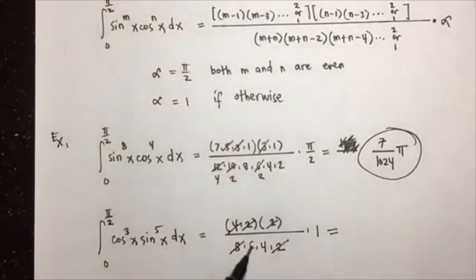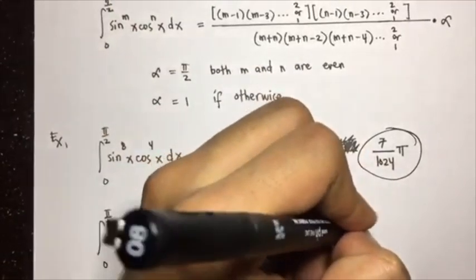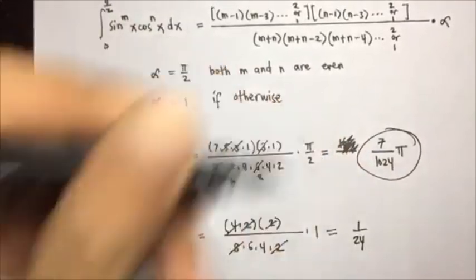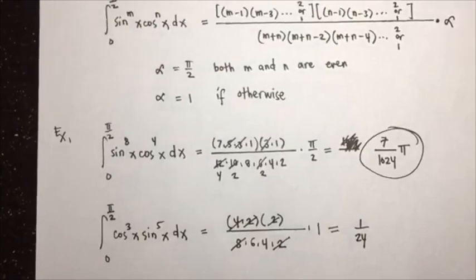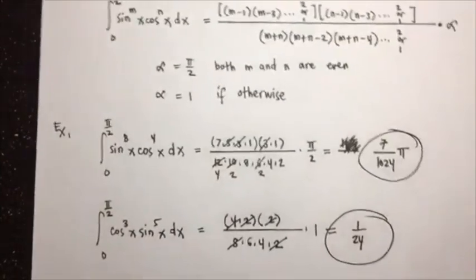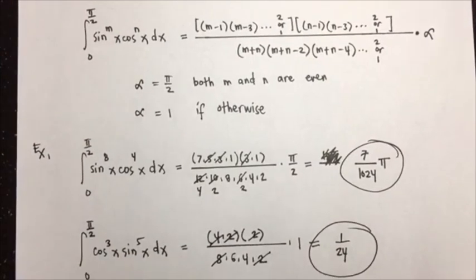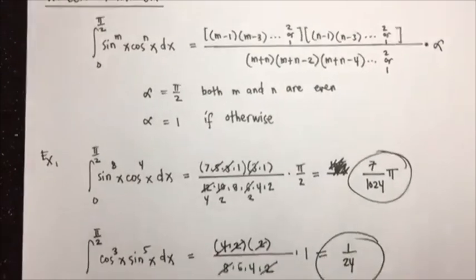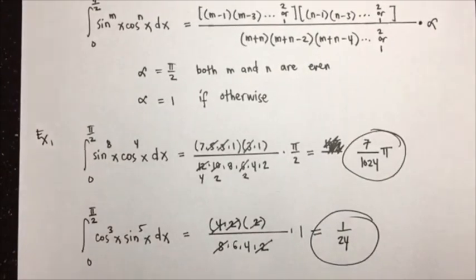So we have now 6 times 4, 24. So therefore, the answer is 1 over 24. Okay, so that's how you apply the Wallis formula. I think maybe it will be useful later in our examples.